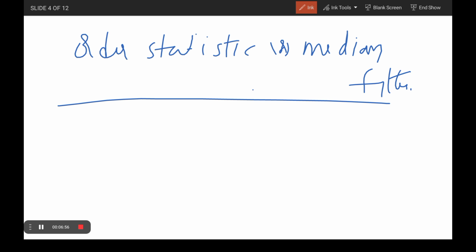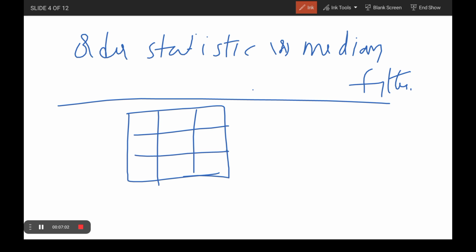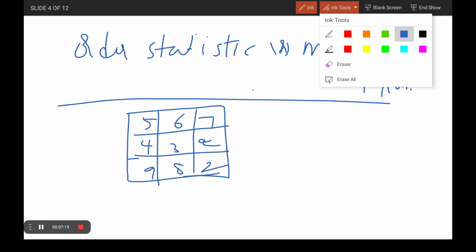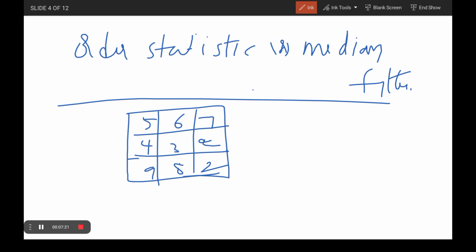So in this process, suppose you are taking a 3 by 3 filter with the values 5, 6, 7, 4, 3, 2, 9, 8, 2. First of all, you have to write the corresponding values in increasing order.